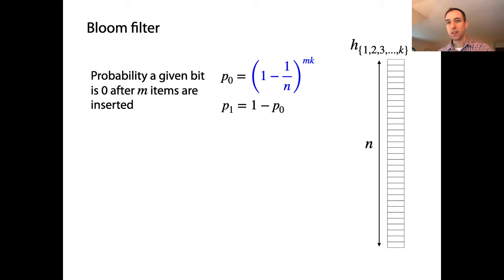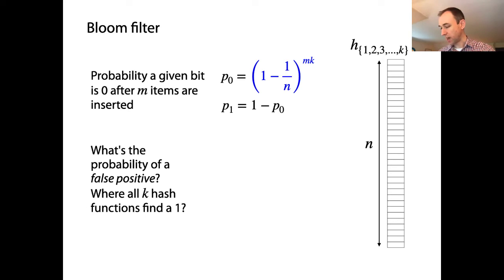Okay, now let's ask the question about the actual false positive rate, the question we set out to ask. What's the probability of a false positive? And remember, what we mean by this is, if we are asking whether an item is in the set and the item is not truly in the set, it's not one of the ones that was used to build the Bloom filter, then a false positive would be if the Bloom filter had ones in all k positions, all the k positions pointed to by our k hash functions. So what's that probability?